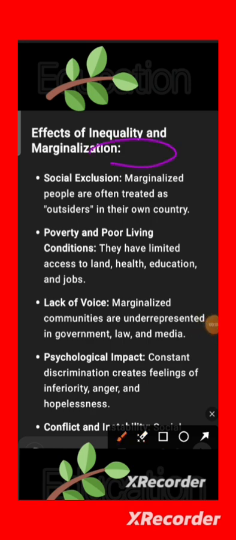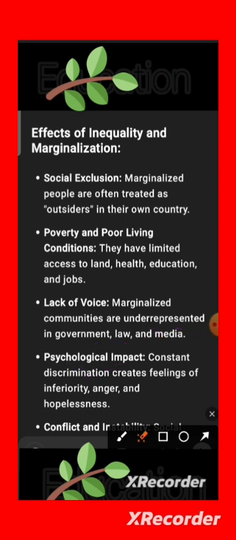Effects of inequality and marginalization. Social exclusion: marginalized people are often treated as outsiders in their own country. Poverty and poor living conditions: they have limited access to land, health, education, and jobs. Lack of voice: marginalized communities are underrepresented in government, law, and media.